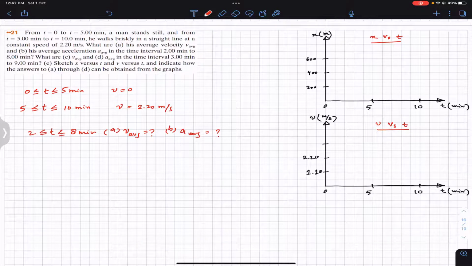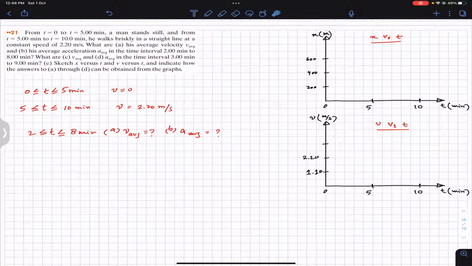And then for the time interval 3 to 9 minutes, again we have to find the average velocity and average acceleration. And in part E it is said to sketch the position x versus t and v versus t, and indicate how the answers A through D can be obtained from the graphs.